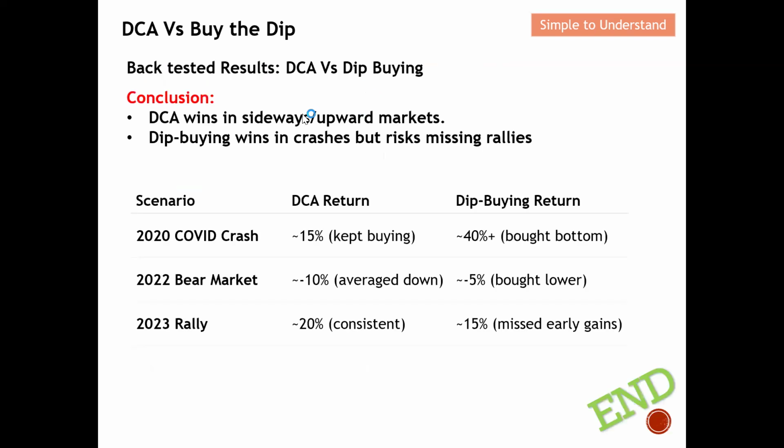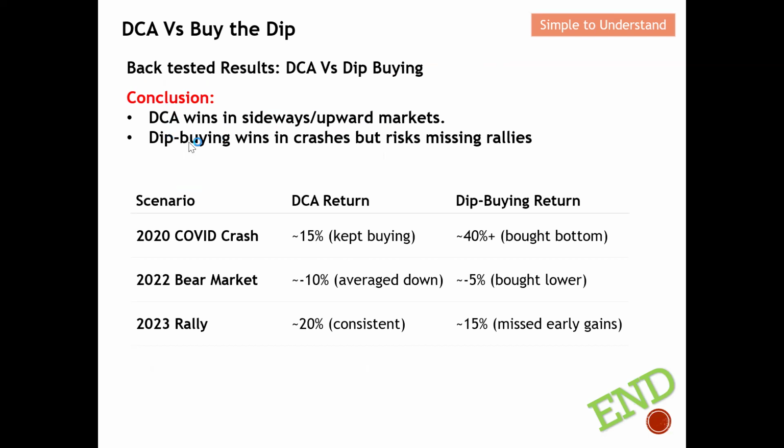Let me do a quick conclusion here. This is a very simple conclusion based on DCA versus dip buying. DCA wins when the price is so-called sideways, which means there's no major increase or major drop, or maybe also in an upward market, where the price also increases. So in these cases you prefer to buy with DCA.